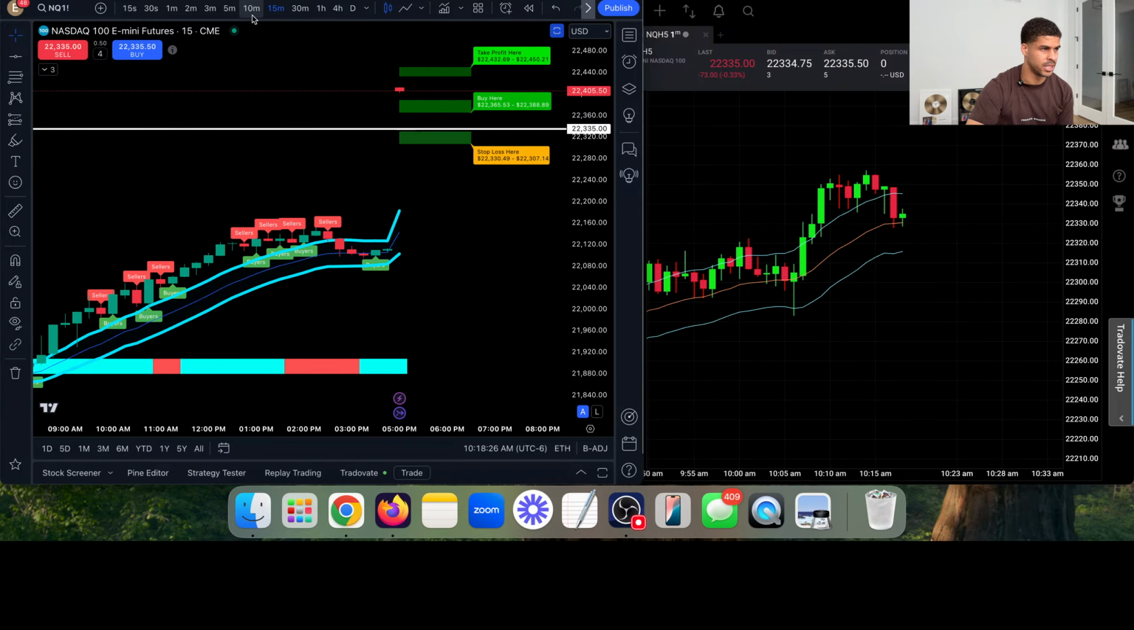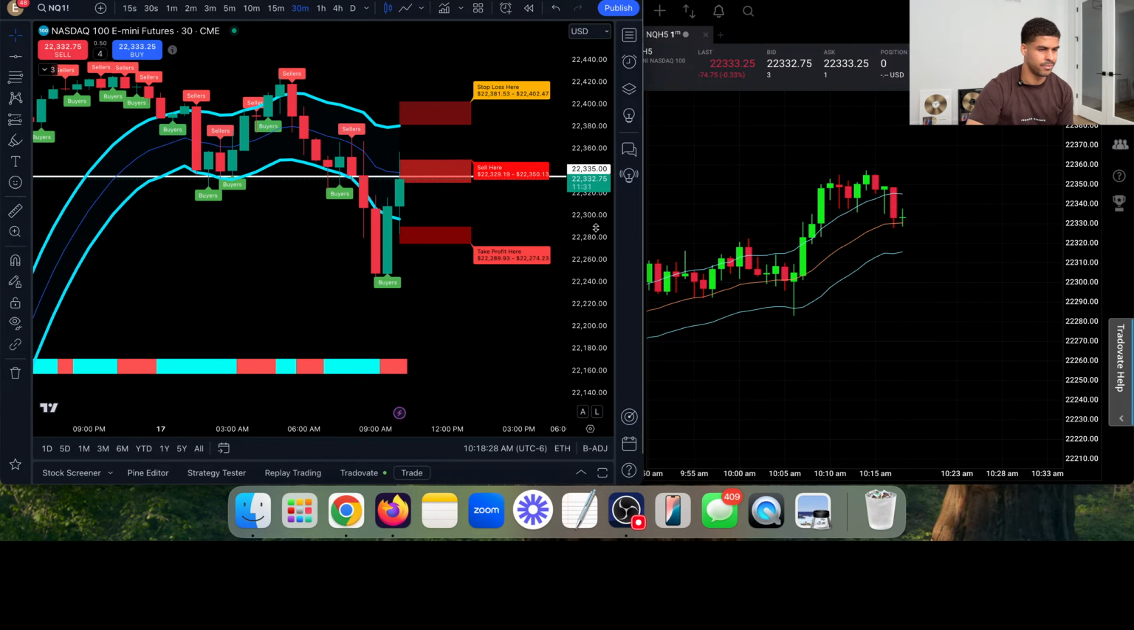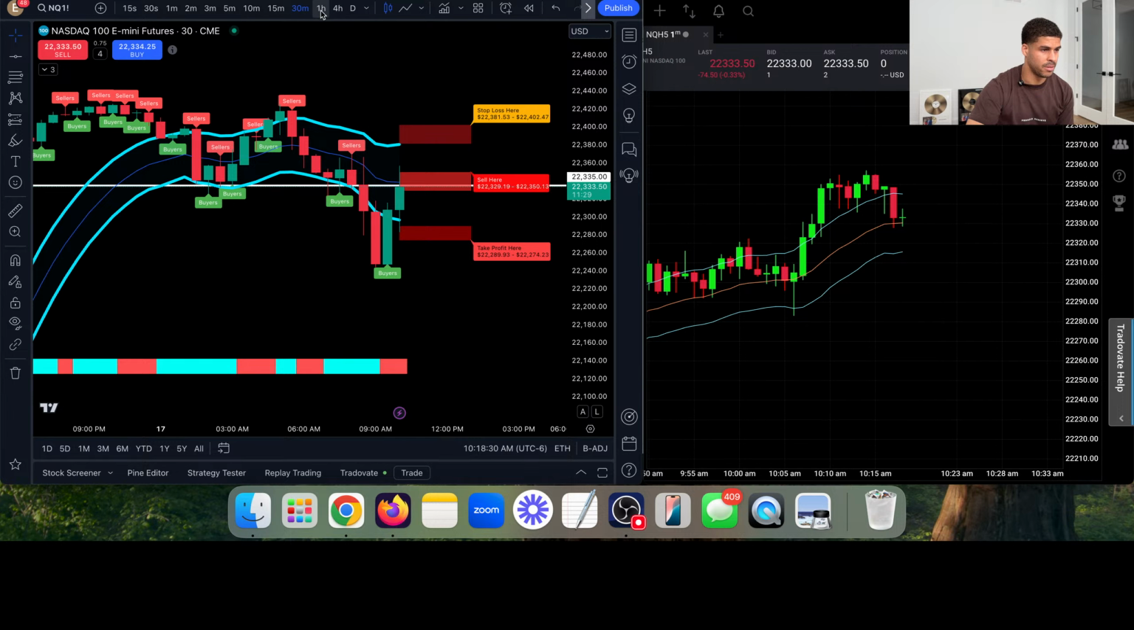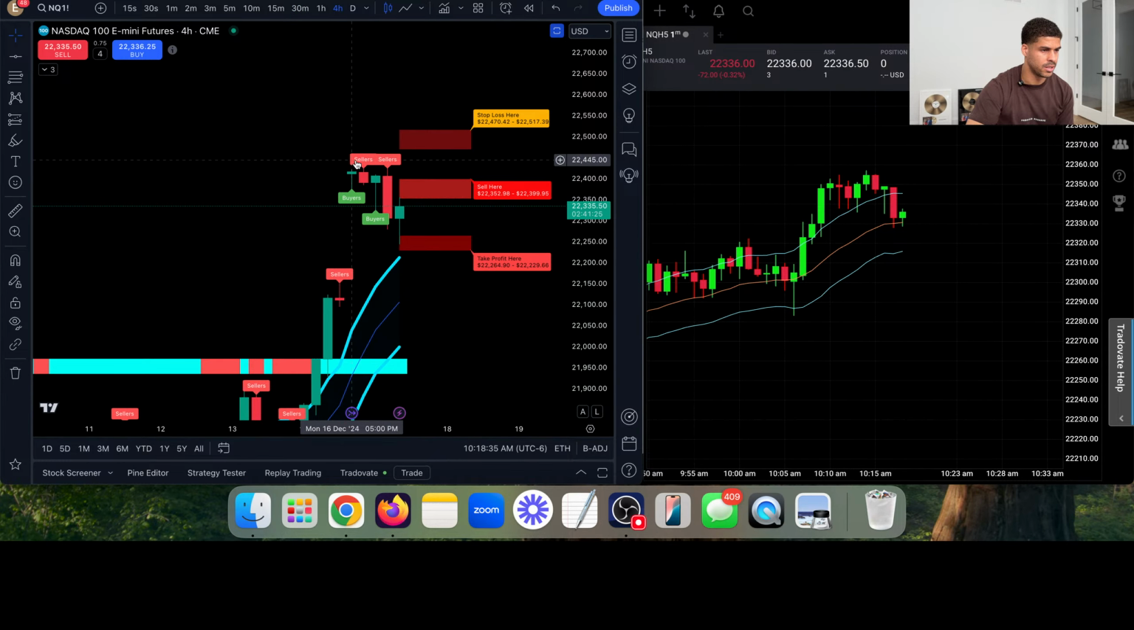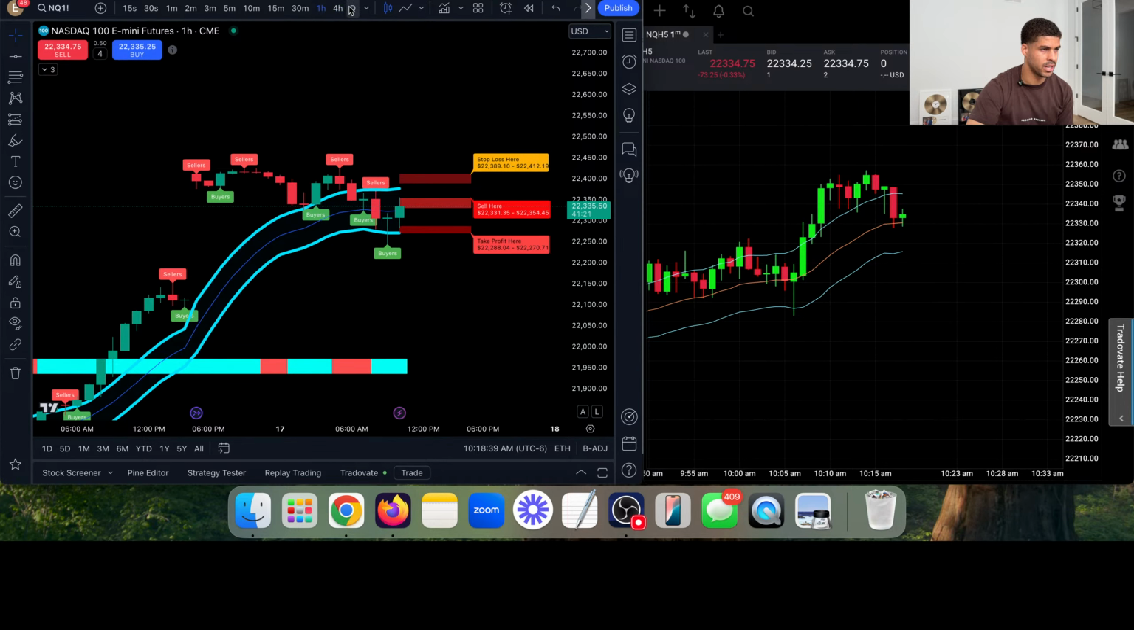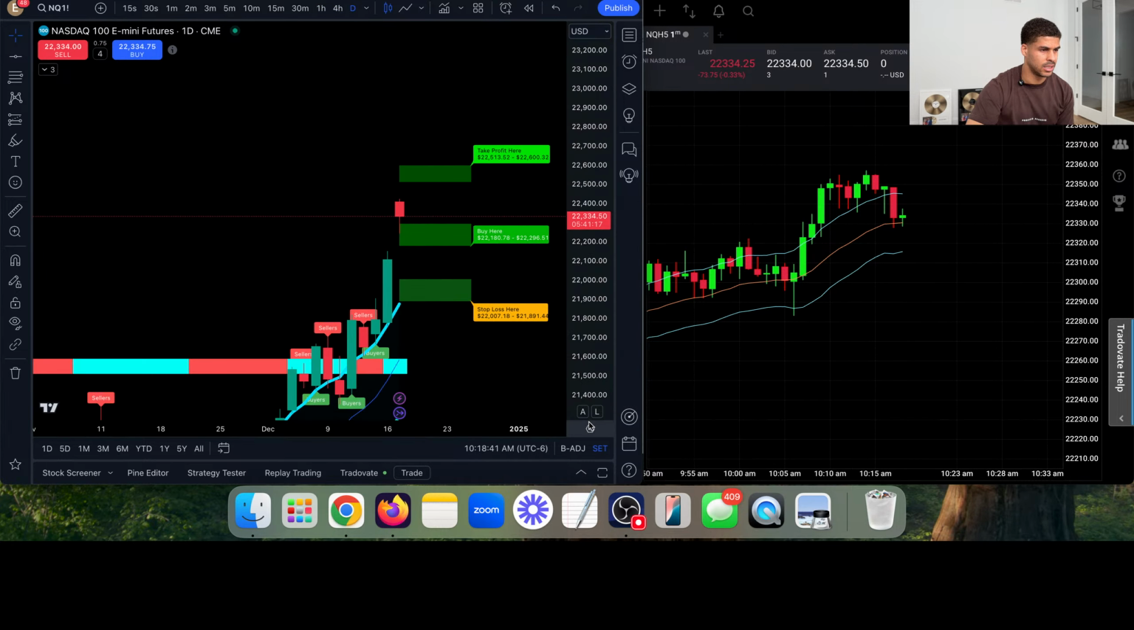Okay, 15 minutes still showing me a different contract. All right, 30 minutes somehow doesn't look weird. The 4 hour and 1 hour. Okay, so here, price is bouncing down here. Here's the hourly. What's my daily looking like? Probably coming back to close out.